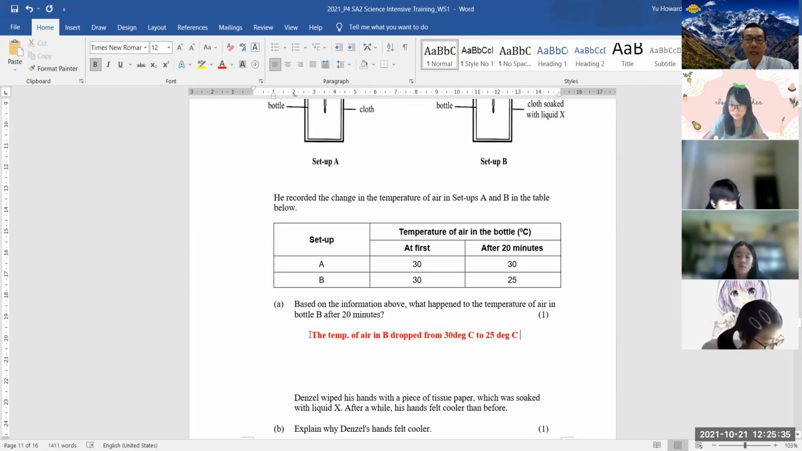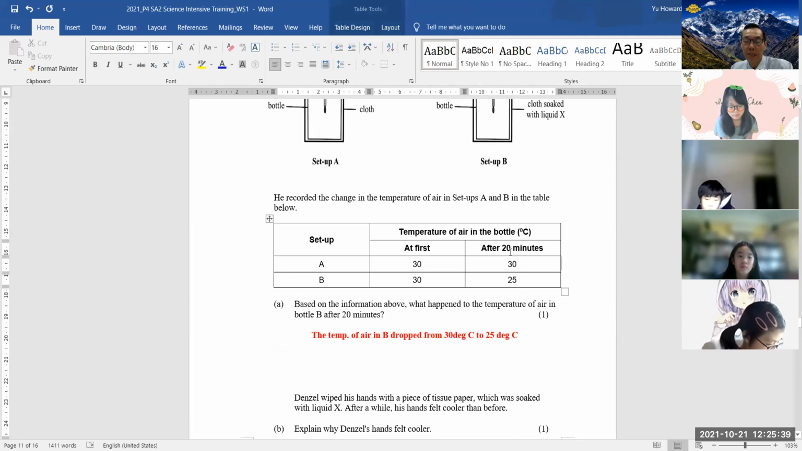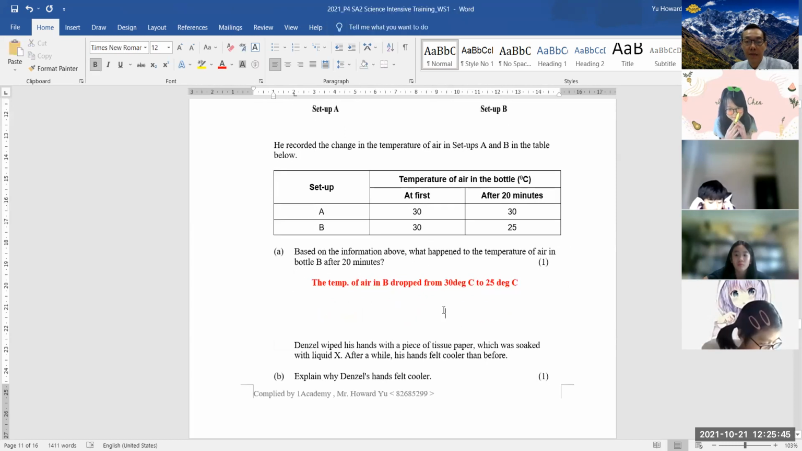So this one, you just state what happened. The temperature of air in B dropped from 30 degrees to 25 degrees Celsius. Yeah. Celsius, correct.